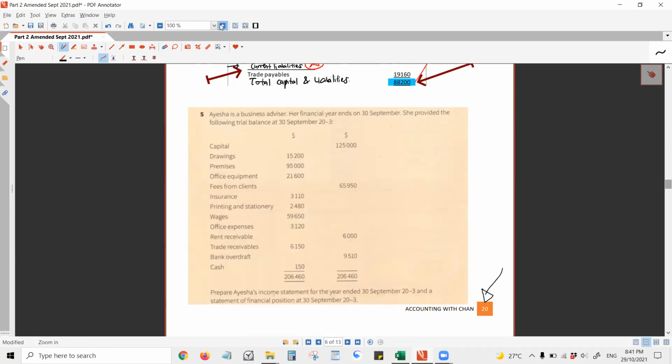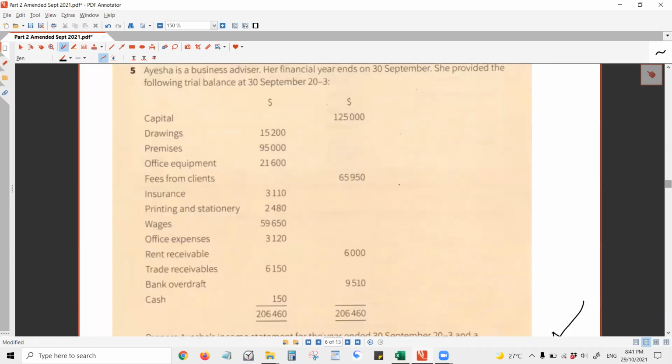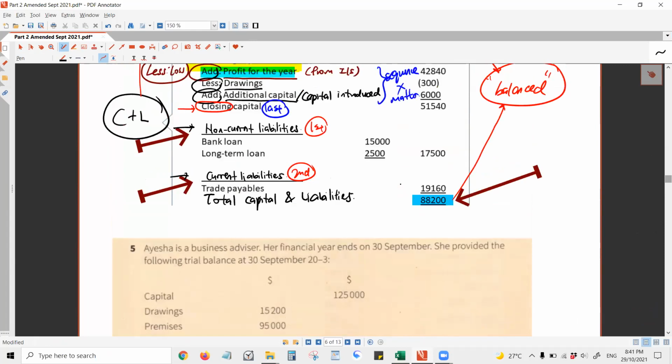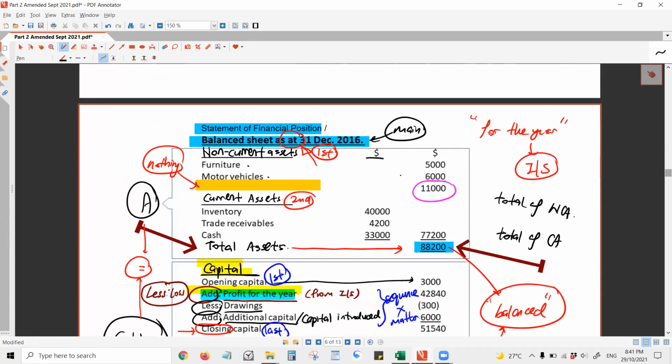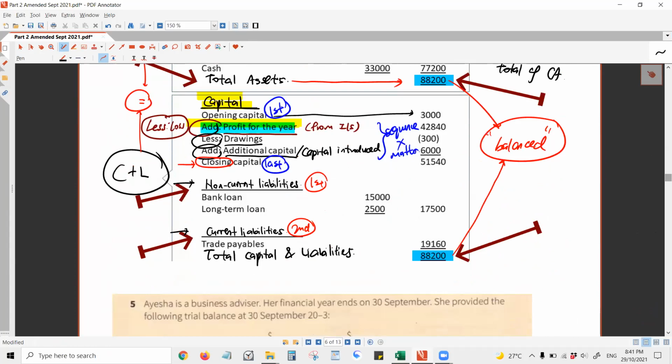We are going to learn an equation that is very long. Okay, so you know that SOFP is constructed based on the accounting equation, right? Where A equals C plus L. Now we are going to learn how to expand that equation.